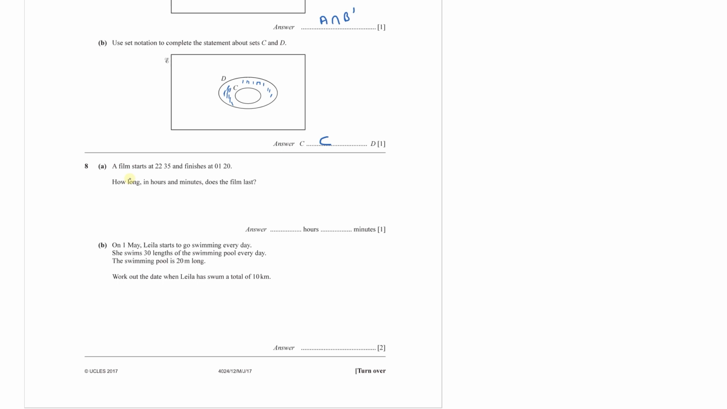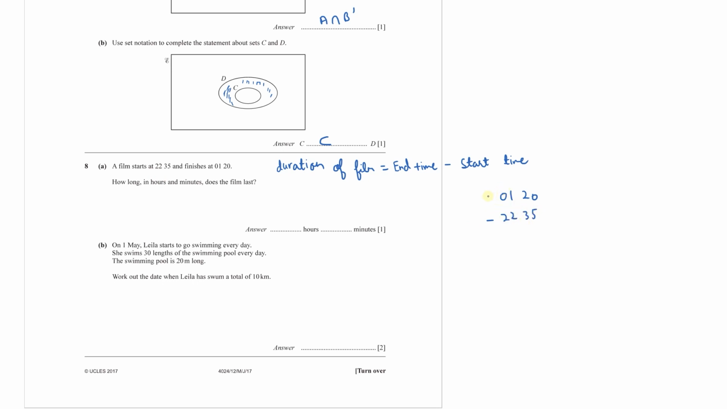Question 8 is a film starts at 22:35 and finishes at 1:20. How long in hours and minutes does the film last? So your duration of film would be equal to the end time minus the start time. So your end time is 01:20 minus your start time is 22:35.